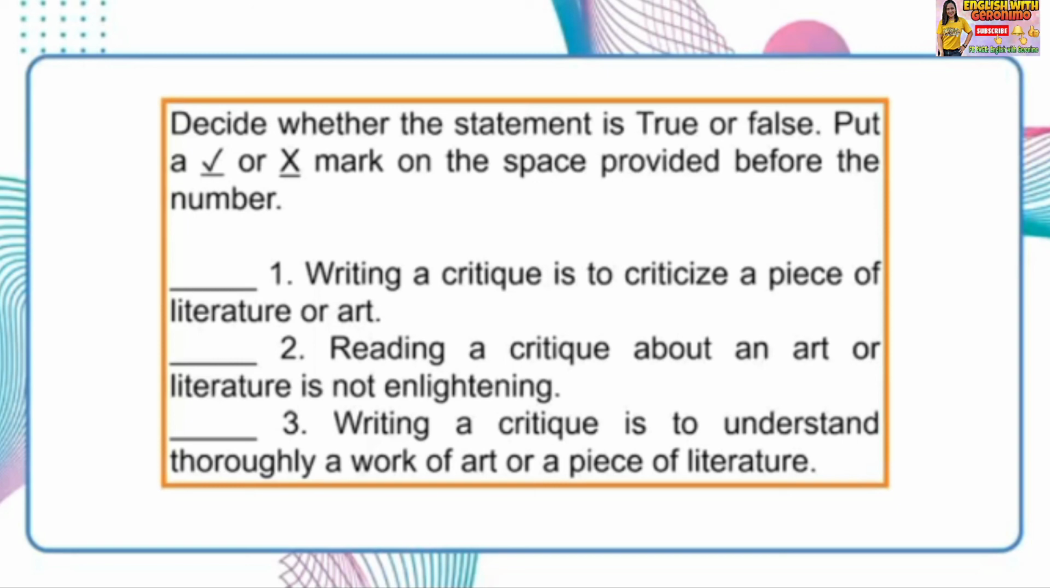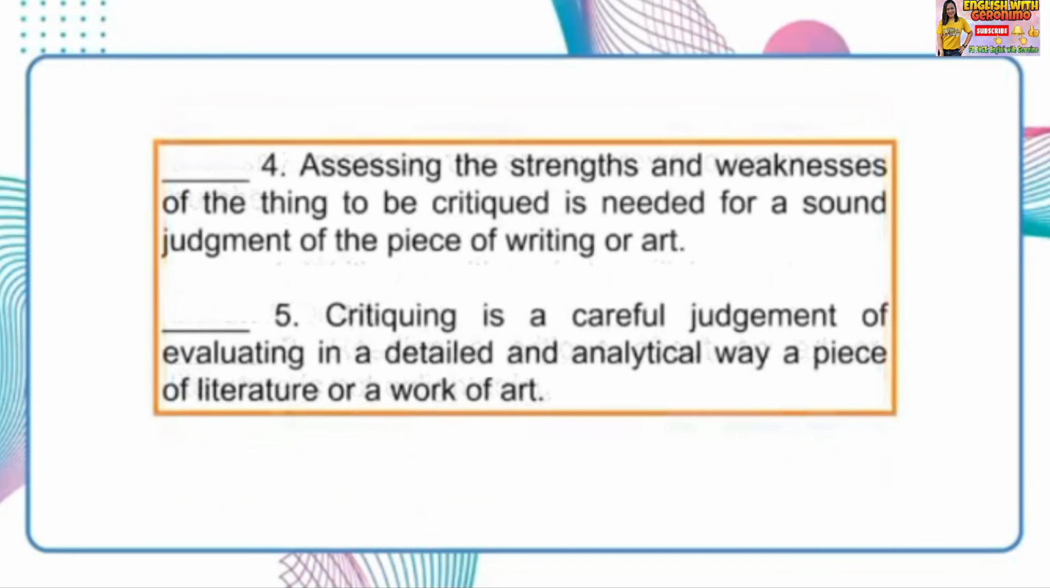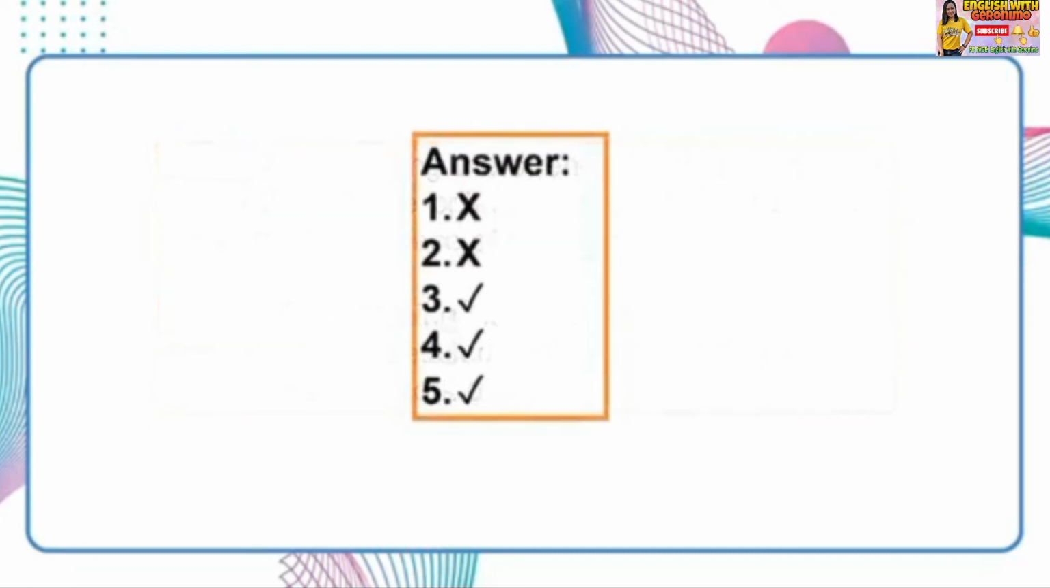Number 4. Assessing the strengths and weaknesses of the thing to be critiqued is needed for a sound judgment of the piece of writing or art. Number 5. Critiquing is a careful judgment of evaluating in a detailed and analytical way a piece of literature or a work of art. Here are the correct answers. Number 1 is X, number 2 is X, number 3 is check, number 4 is check, and number 5 is check.